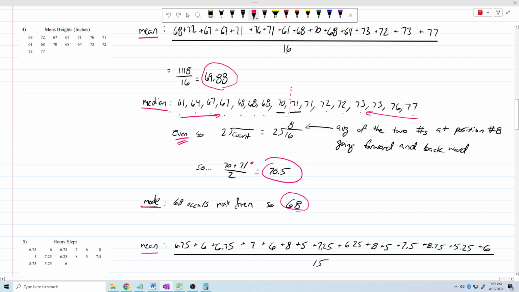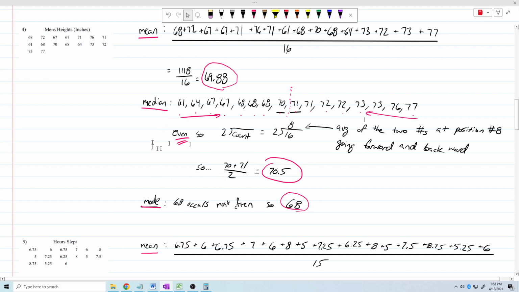So 70 plus 71 divided by 2, I get 70.5. So I created a median. That is, in fact, the median of this data set, right? So that's that, the two cases, even and odd. Remember, you will often encounter those, and not just in my problems, but in life, in higher level math classes, whenever, wherever.